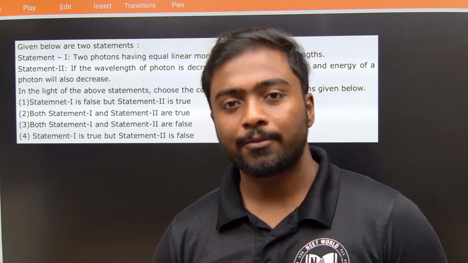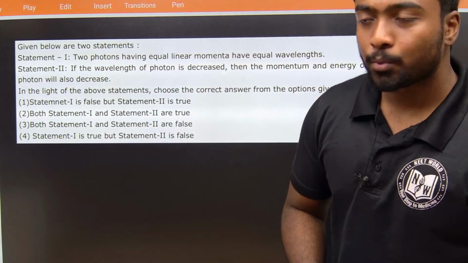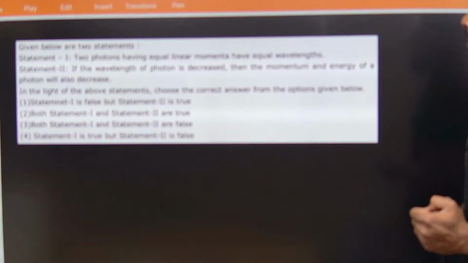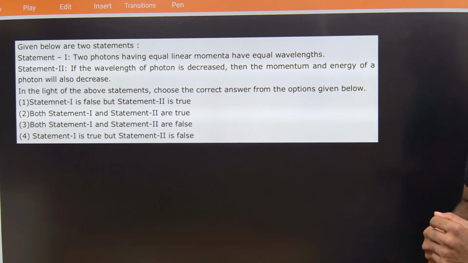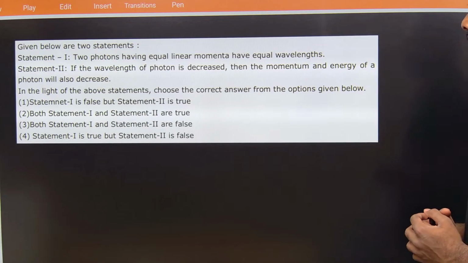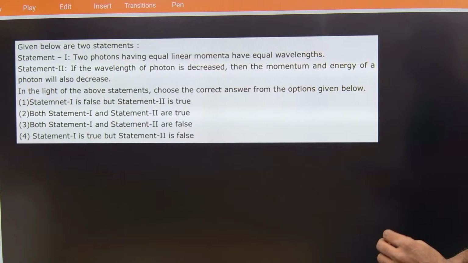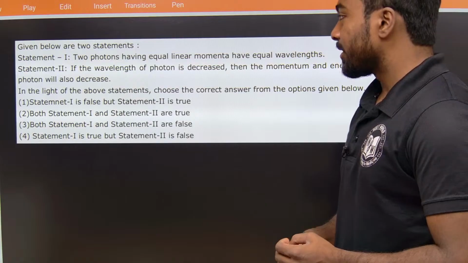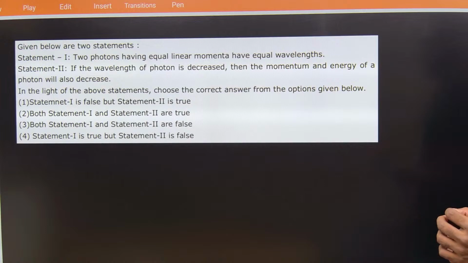So in the last class we saw some of the questions in PYQs, right? In today's class we'll start with some more questions. The first question is: given below are two statements. Statement 1: two photons having equal linear momenta have equal wavelength. Statement 2: if the wavelength of the photon is decreased, then the momentum and energy of the photon will also decrease.